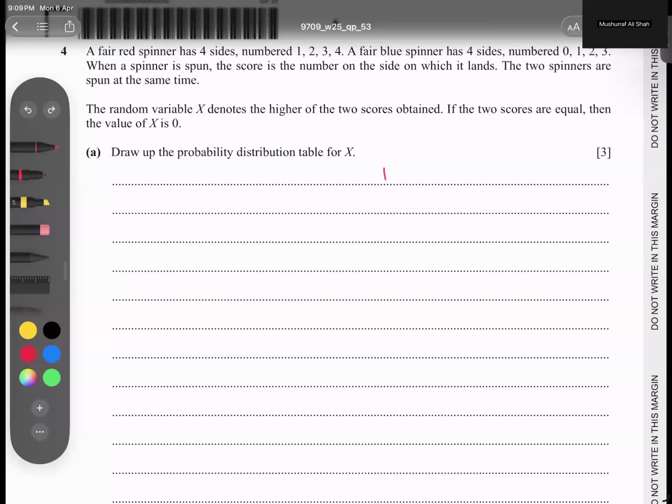So what is the best way to do this kind of question? Otherwise, there is a lot of chance of mistake. So here I talk about red, and here I talk about blue.